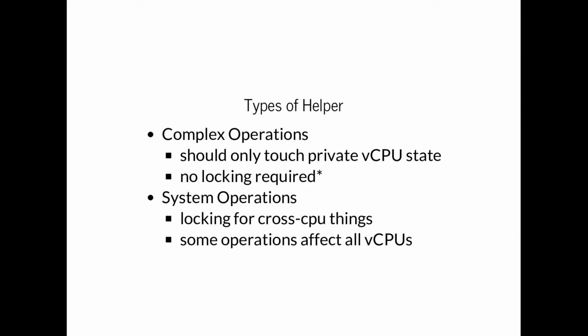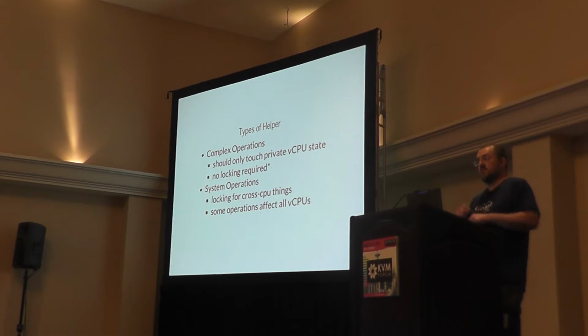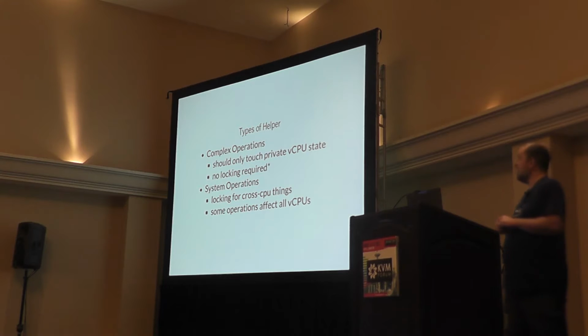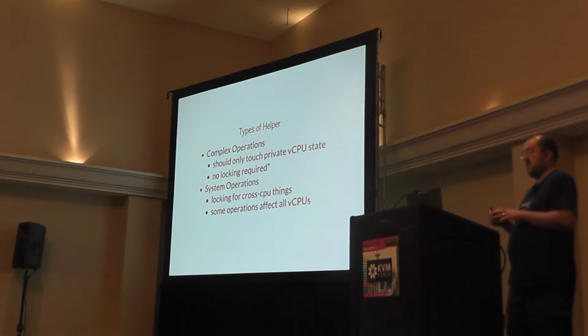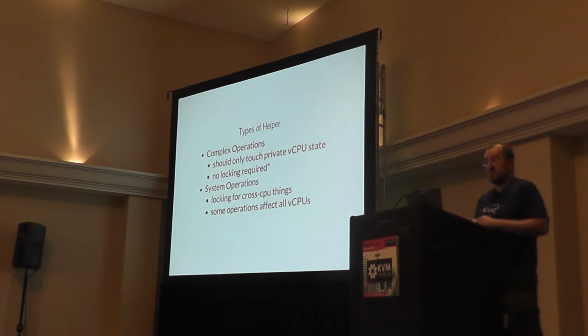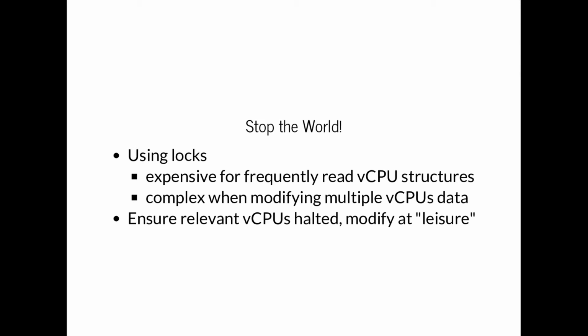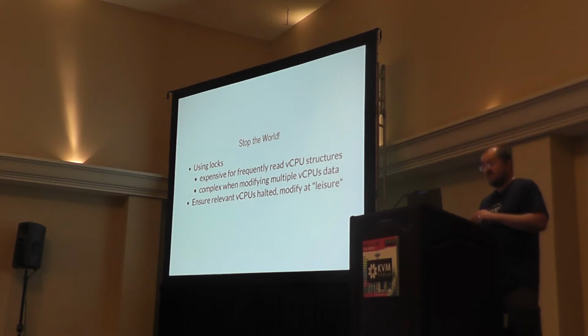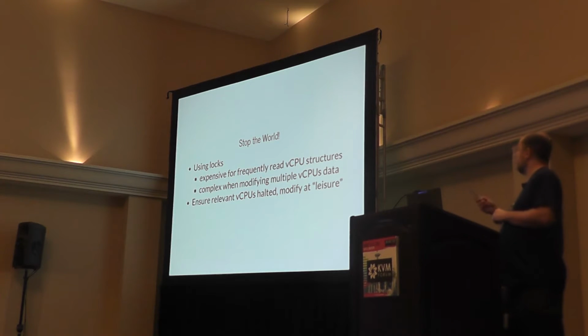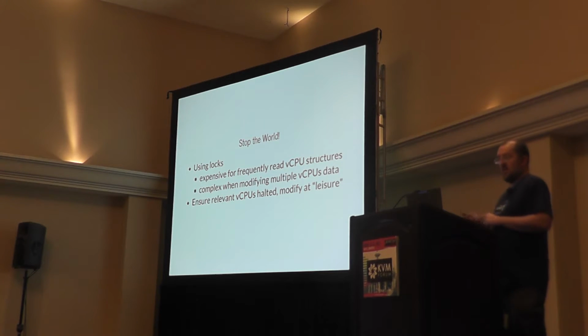The first case is fairly simple. As long as the results are private to the vCPU, no locking is required. If the results affect the status of other vCPUs, we need to use some sort of locking. However, there are operations that will affect all of the vCPUs. We could use locks to do most of this, but you have to be careful. If you're using a lock to protect a structure that's frequently read, then you're going to start killing performance. And if you're going to use locks when you have to modify lots of vCPUs, that can quickly get very complex.